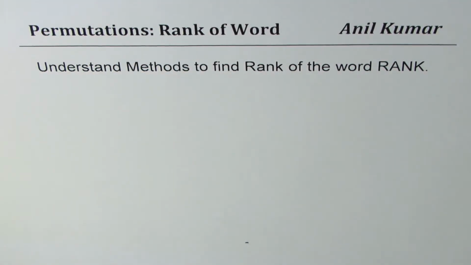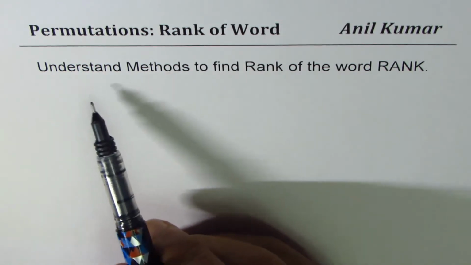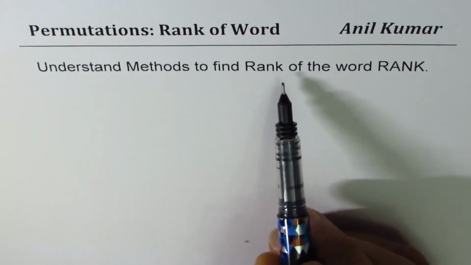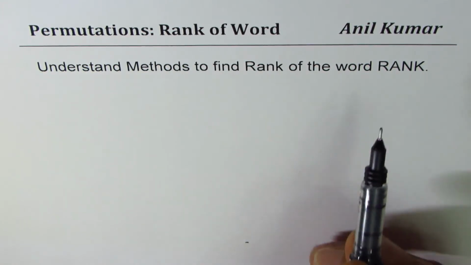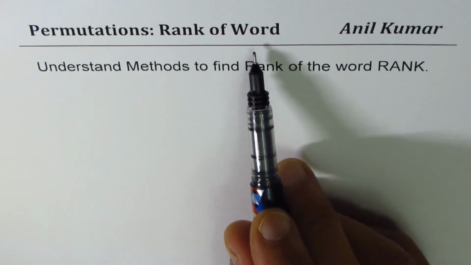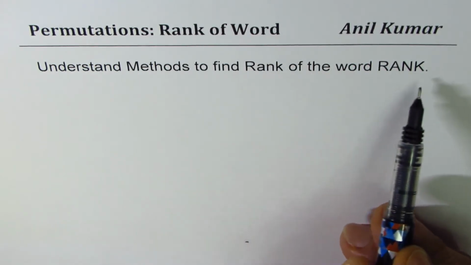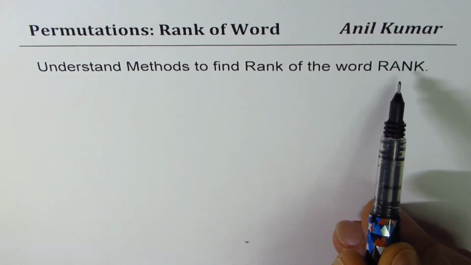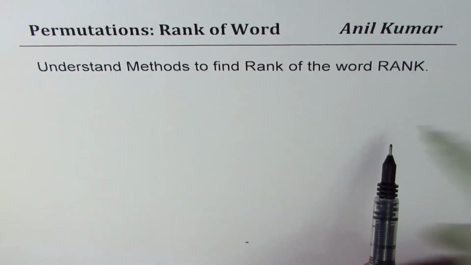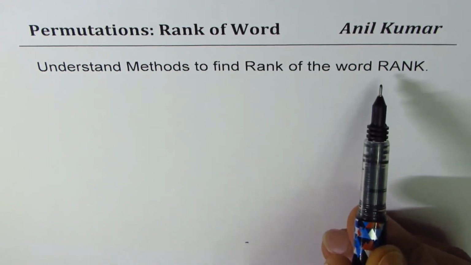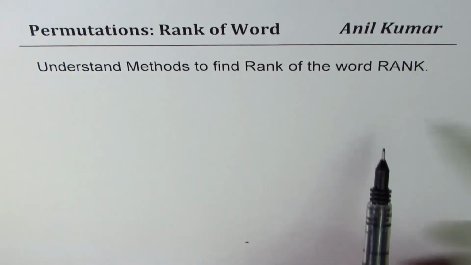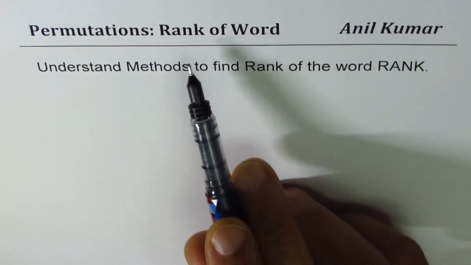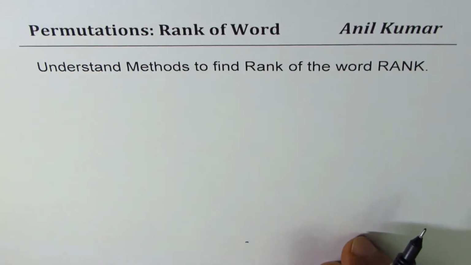I'm Anil Kumar, and in this video, I'll discuss how to find rank of a word. The example before us is to understand methods to find rank of the word rank itself, R-A-N-K. When we see rank of the word, we are actually trying to write all the words which can be formed using the letters in the given word in alphabetical order, and then figure out where will the word R-A-N-K be. That position gives us the rank of the word, right? It'll be very clear when I take this example.